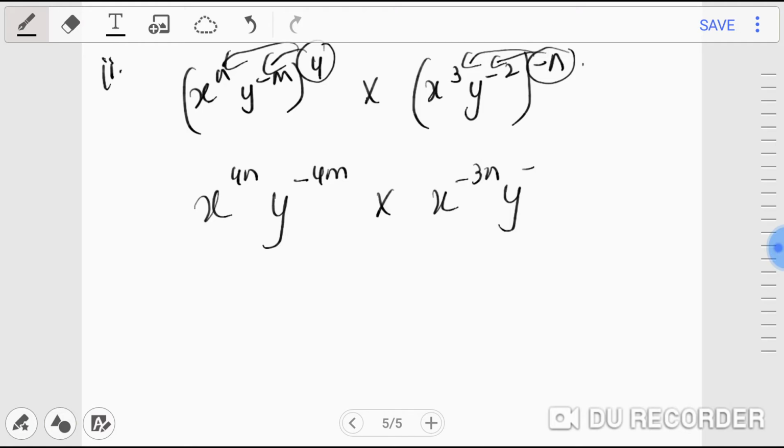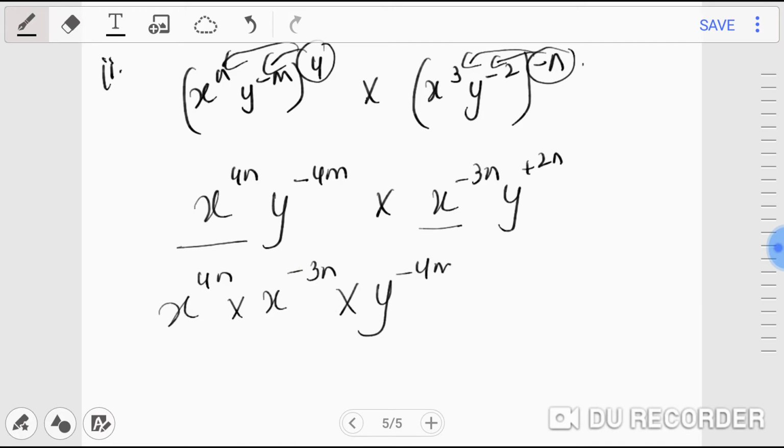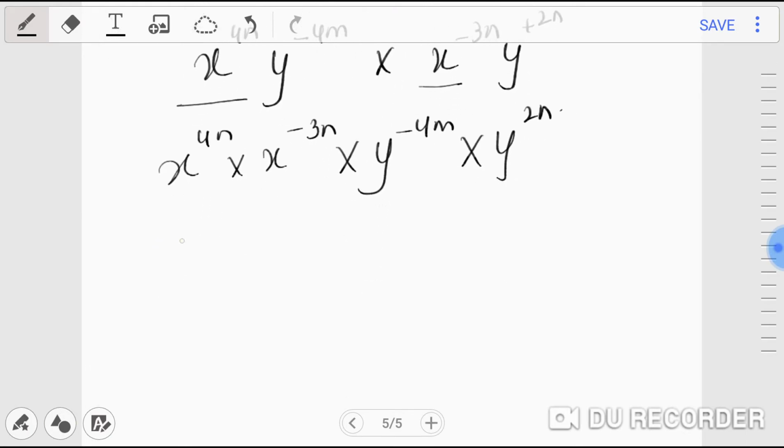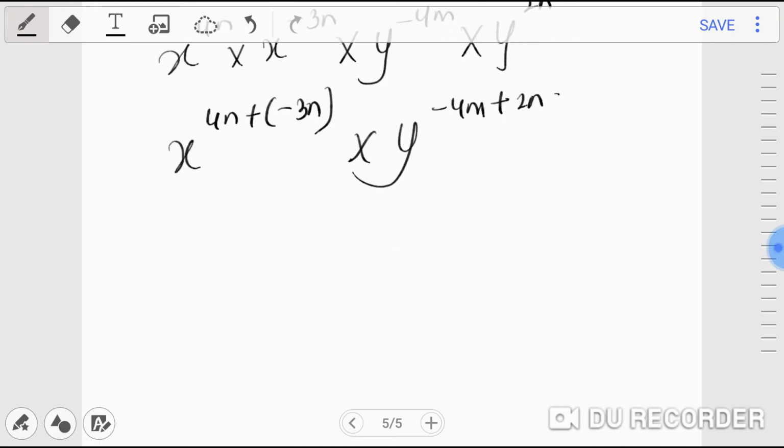Sorry, I repeat. The exponent on y is minus 2 and it also got minus n, and both are in multiplication, minus 2 into minus n, that will be plus 2n. Now x together you have to keep 4n, 3n, and y together you have to keep 4m, 2n. And whatever x exponents, you will add them because they are in multiplication. And whatever y exponents, you will add them because again they are in multiplication.